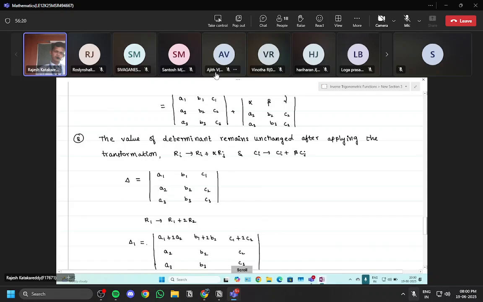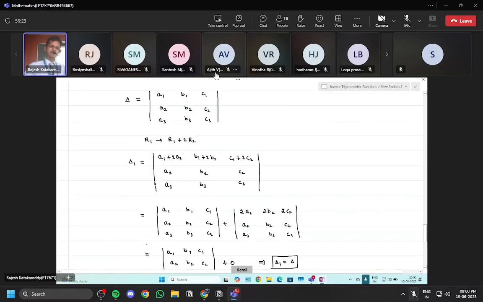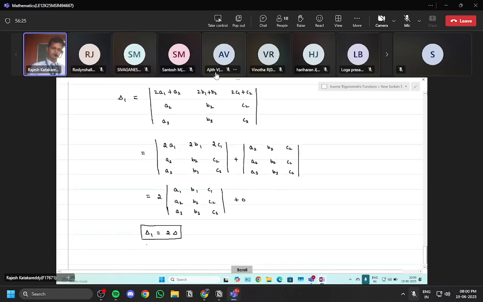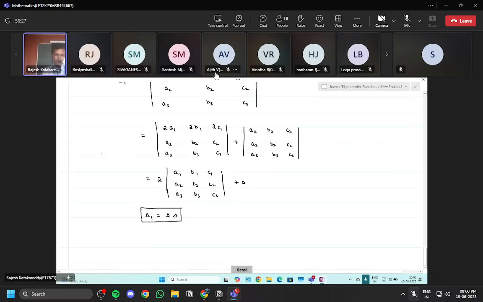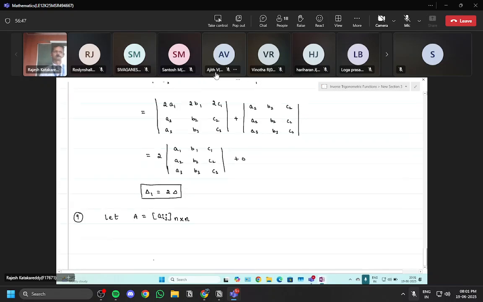So this is number 8. Number 9, we are putting all the remaining properties together. Can I scroll up? Everybody okay, right? Any doubts in this?